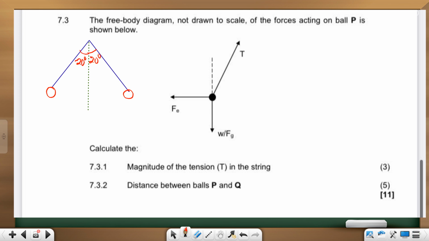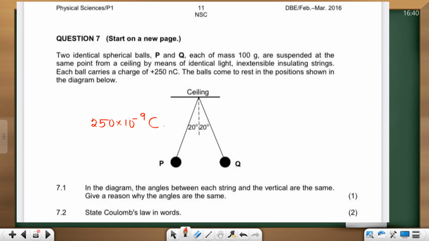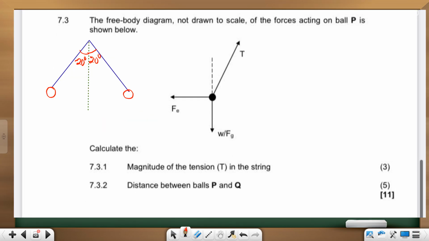Let me explain this free body diagram to you in case the examiner asks you to draw and you don't know how they got this free body diagram. Which one is P? Okay, P is the one on the left. So we have P and we have Q. If I were to draw my free body, they gave us the mass. So the weight is coming down, right? Now, the force there, it's a rope. That's why we have that tension. Now, what is this Fe? It is electrostatic force.